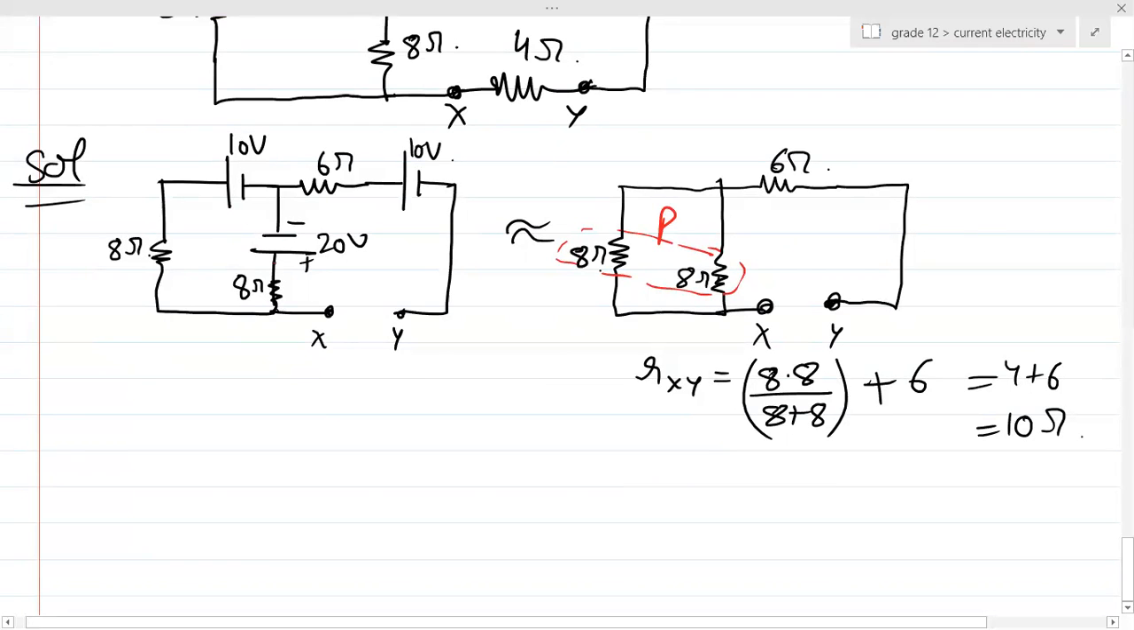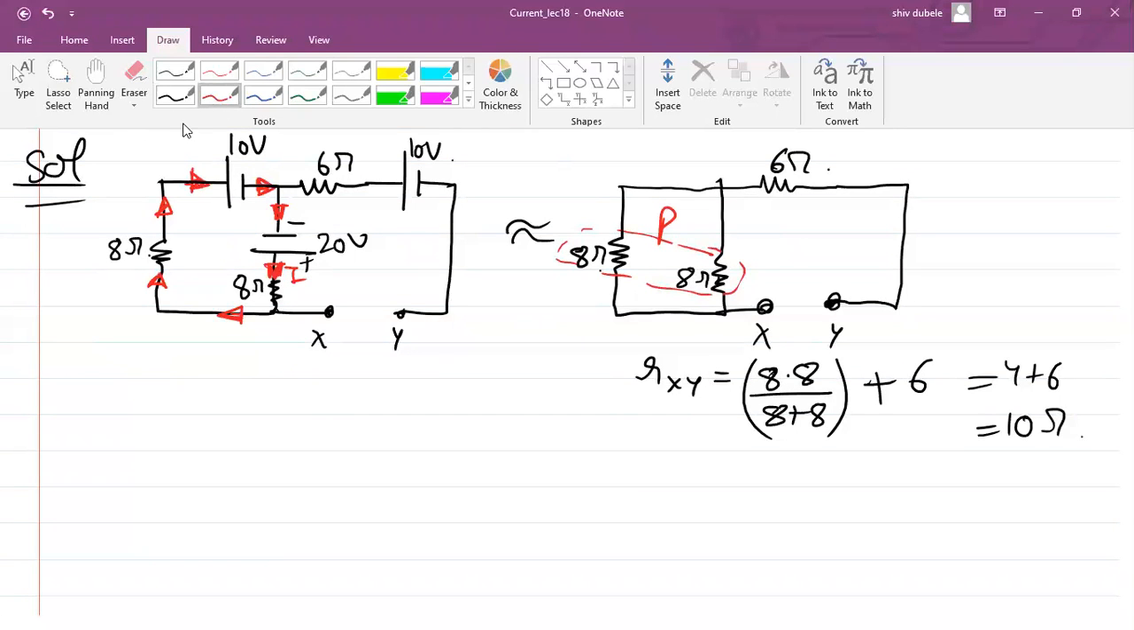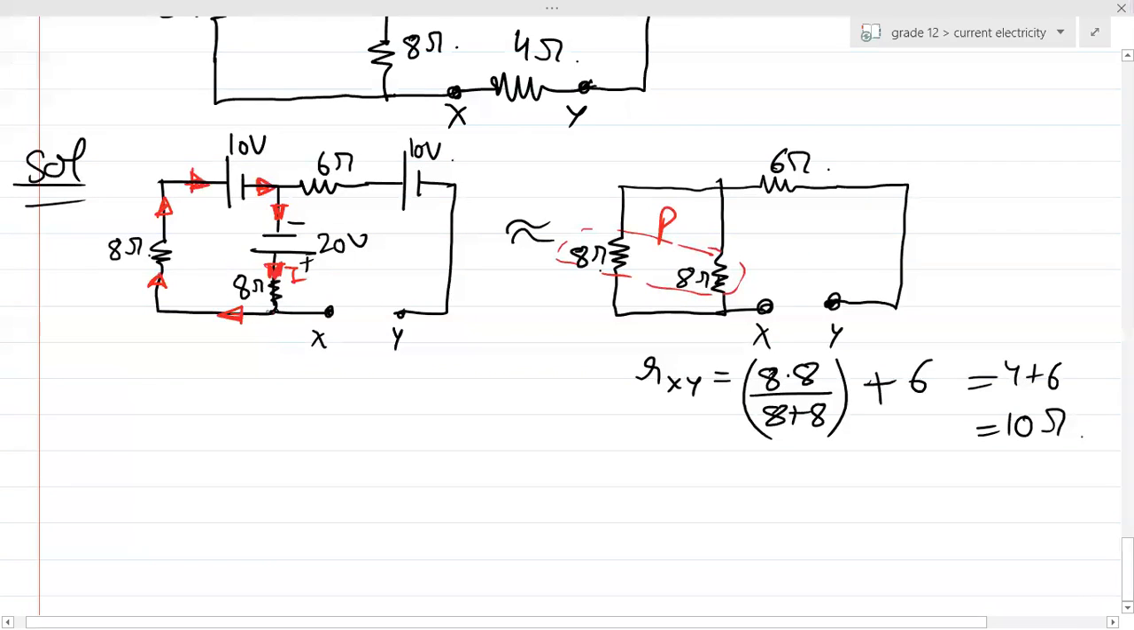Let's flow a current, and the 20-volt battery will rule. So high current. Now can you see in this example, this 10-volt battery is opposing the current from the 20-volt battery? Yes or no? So I can write 20 minus 10 divided by 8 plus 8. Or you can directly use Kirchhoff. So let's start from this point: minus 8 into I minus 10 plus 20 minus 8 into I is equals to 0.